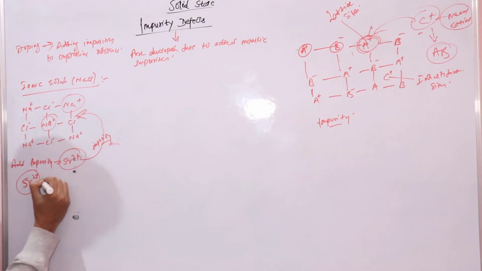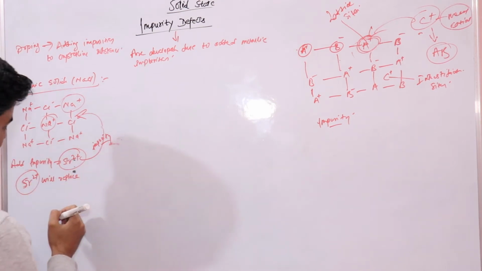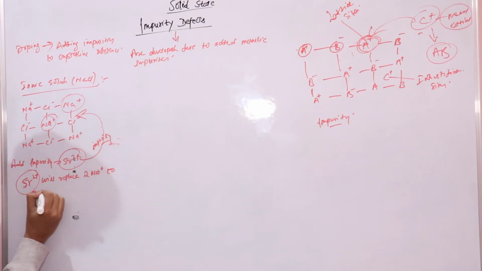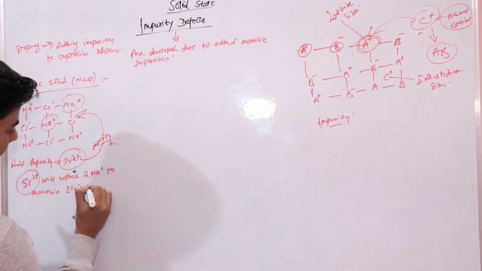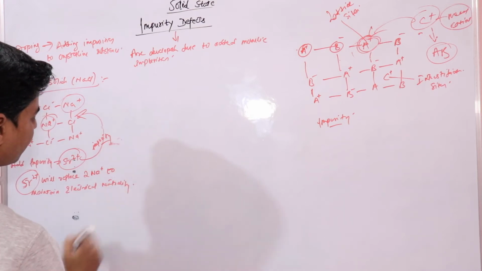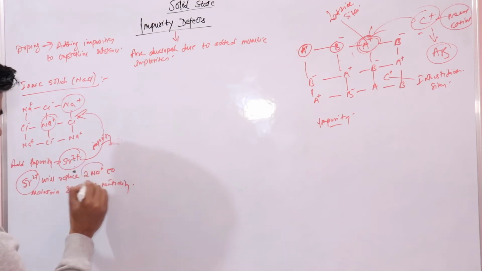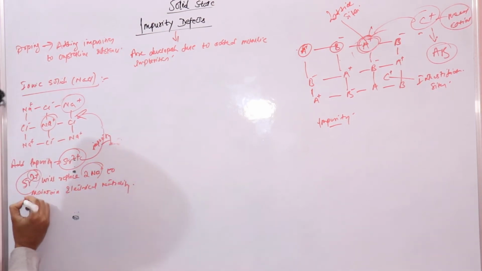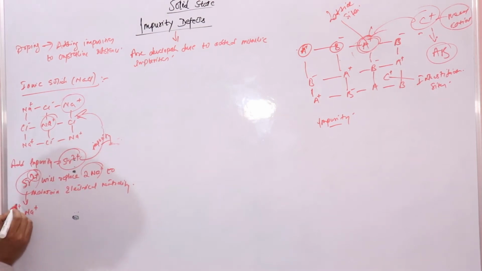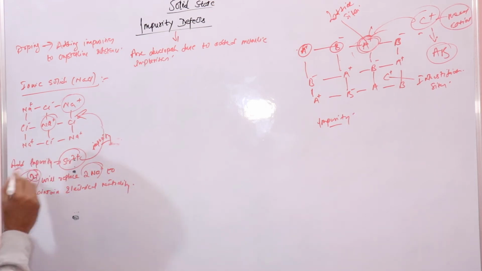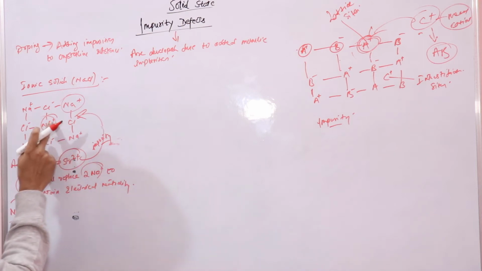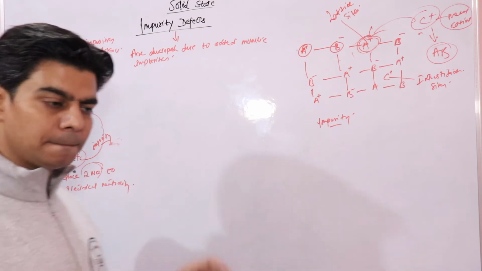So Sr2+ will replace, we have done this in the previous lecture also, two sodium ions to maintain electrical neutrality. Why would two sodium ions be replaced? Because we know that Sr has a 2+ charge, and this 2+ charge is equivalent to the charges on 2 sodium ions, since 1+ plus 1+ is equal to 2+. Now this Sr2+, since the introduction of Sr2+ in this crystal of sodium chloride will replace these two sodium ions.